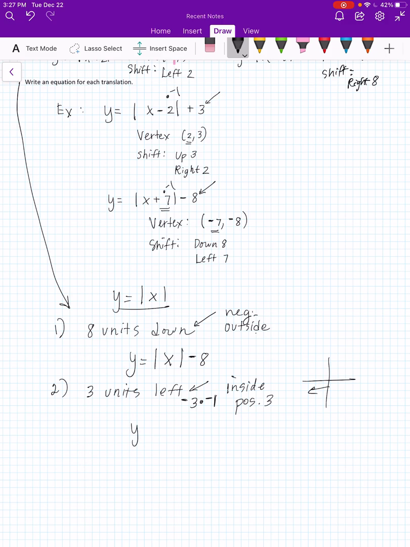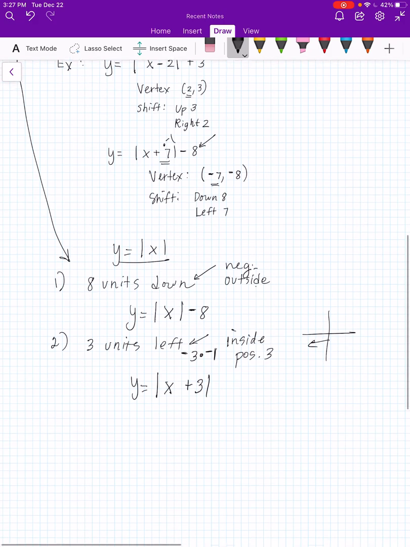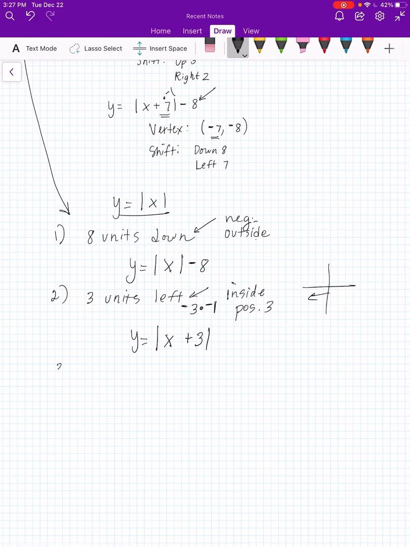So now you're going to have y equals absolute value of x. And then on the inside, you're going to do plus 3. And of course, you could work backwards to make sure that works. So let's try another. Number 3. Let's see.